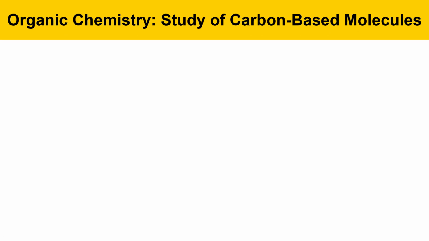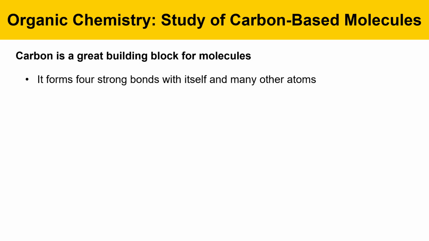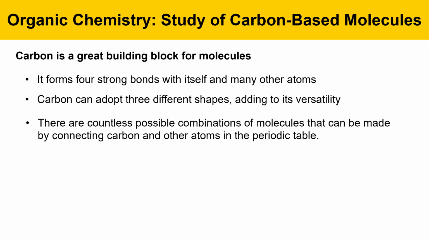Before we start talking about Organic Chemistry Lab, I should tell you a little bit about what organic chemistry is. It is the study of the structure and behavior of carbon-based molecules. So you might wonder, why carbon? It's a big periodic table. Well, carbon is a great building block for molecules. It forms 4 strong bonds with itself and many other atoms. Carbon can also adopt 3 different shapes. That adds to its versatility.